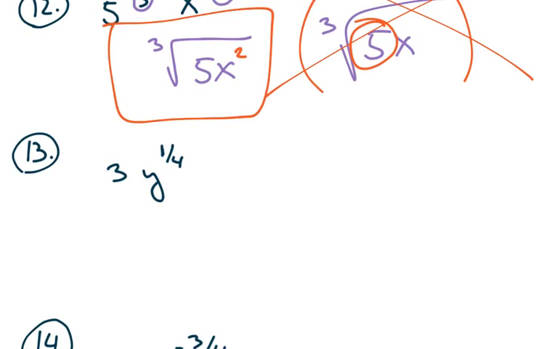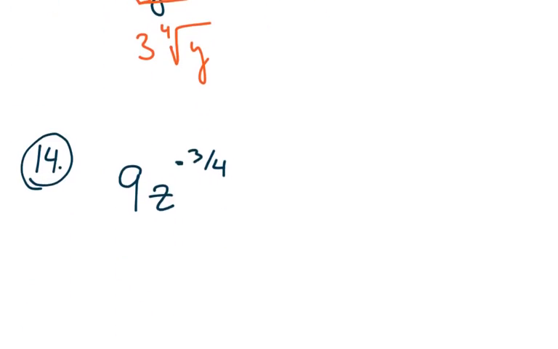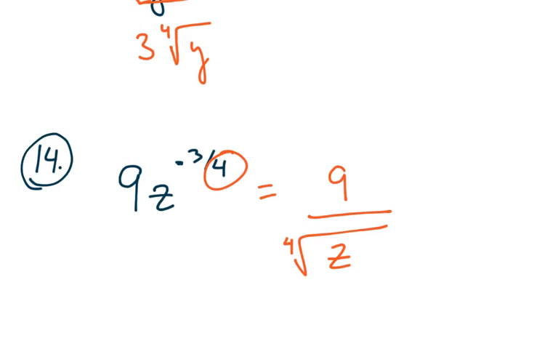For 13, you have to remember your exponent rules. Because the 3y is not in parentheses, this is just the fourth root of y with a 3 in front. Same thing with 14. So we have the 9. It's negative, so we have the z. And then the million-dollar question is, what's the index? Well, hopefully it's clear that's going to be the denominator, which is 4, and 3 is going to go with the exponent of z.